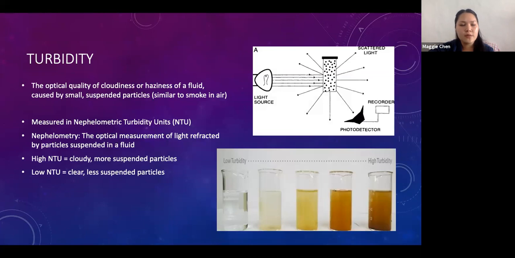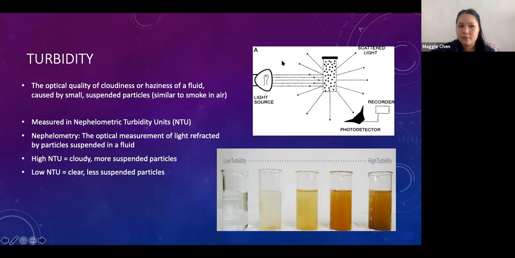So if we're thinking more about turbidity and cloudiness of water, turbidity is the optical quality of cloudiness or haziness of a fluid caused by small suspended particles, similar to smoke in air. So turbidity is basically how cloudy your water is. It's measured in nephelometric turbidity units, NTUs, and nephelometry is the optical measurement of light reflected by particles suspended in a fluid.